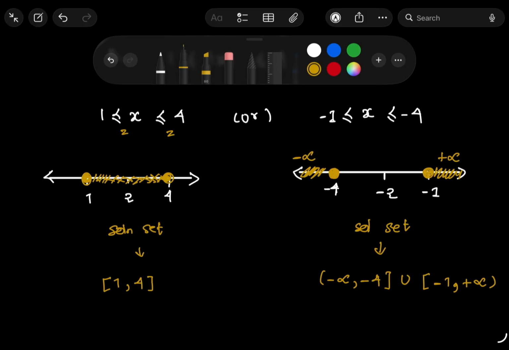So we have different solution sets and we get different number lines.